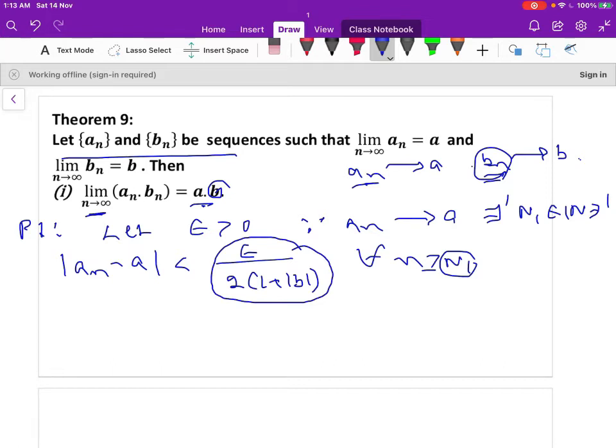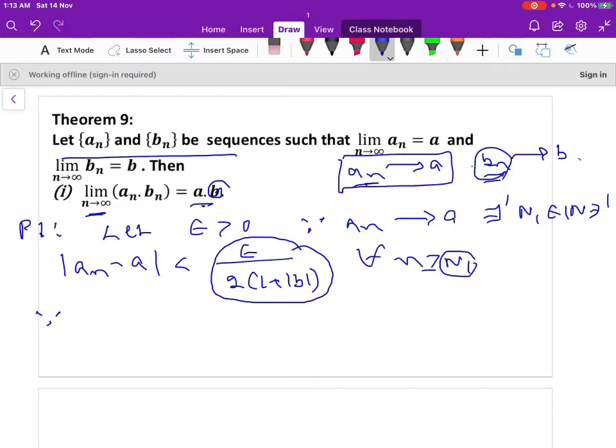So why have I written 1 here? If b is the limit of the sequence bn, b may be 0, and anything divided by 0 is not defined. Therefore I have written 2 times (1 plus modulus of b). So I have just manipulated this.